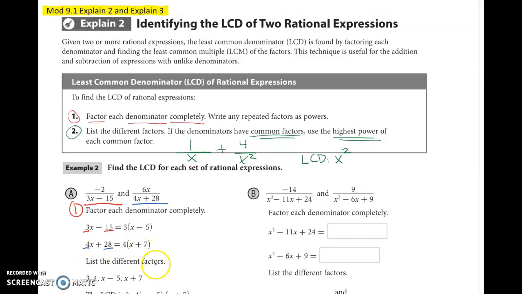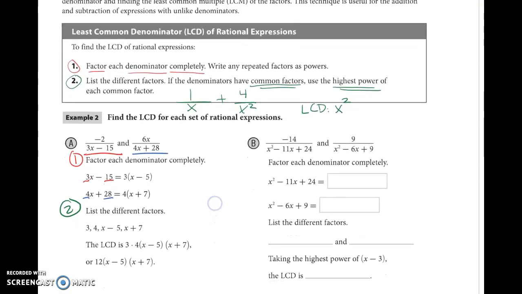Now it says list the different factors. So step 2 is to list the different factors, and if we look at the different factors, we have 3, 4, x minus 5, and x plus 7, and so our LCD, or lowest common denominator, is when we multiply all of these together. So when we have 3 times 4, that's how we got the 12 here, and then the x minus 5 and the x plus 7 are right here. So there we've identified the LCD.